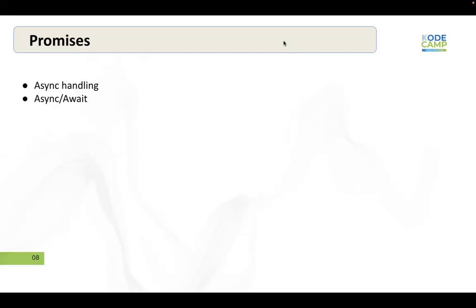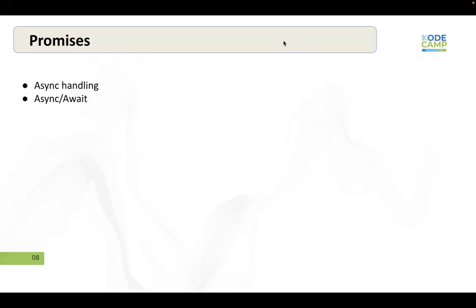Let me repeat again. We use the promise constructor with the executor function that takes resolve and reject as parameters. And in consuming promises, we use then for success, catch for errors, and finally for cleanup. Then we have promise chaining.